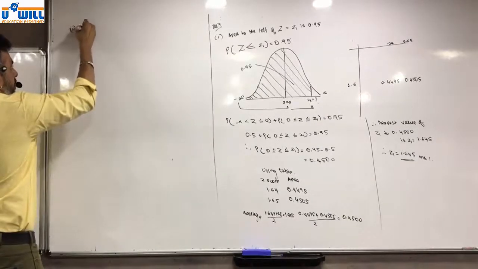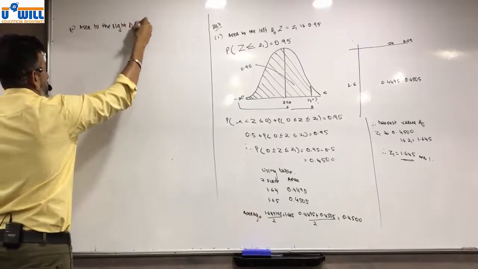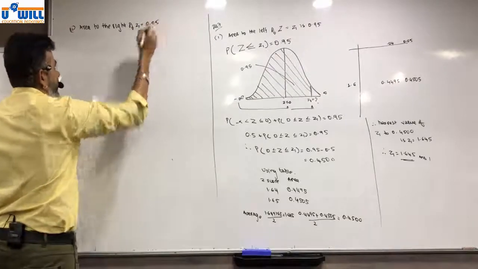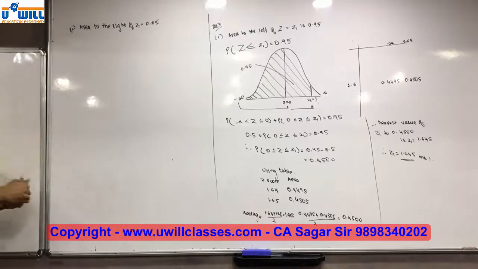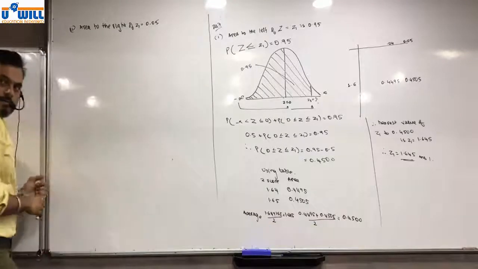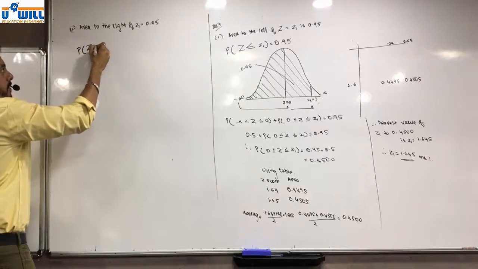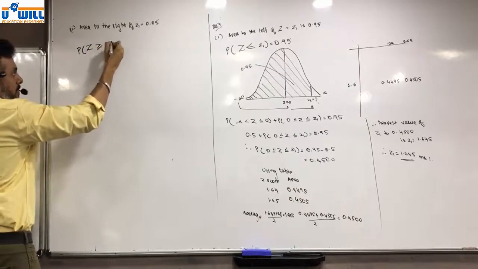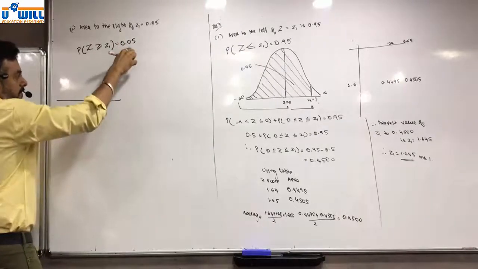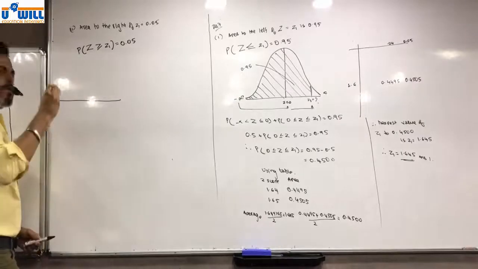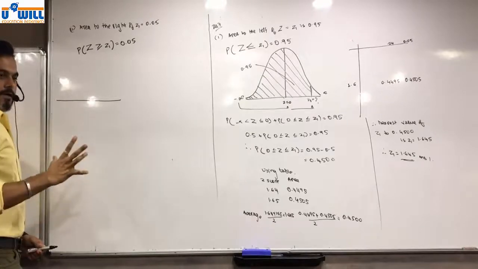Second, area to the right of Z1 is equal to 0.05. Now when I say area to the right, so probability of capital Z greater than equal to small z1 is equal to 0.05. Now first of all, ये 0.05 यानी कितना percent? Only 5%. तो shading कितना होना चाहिए? Only 5%. Is this clear?